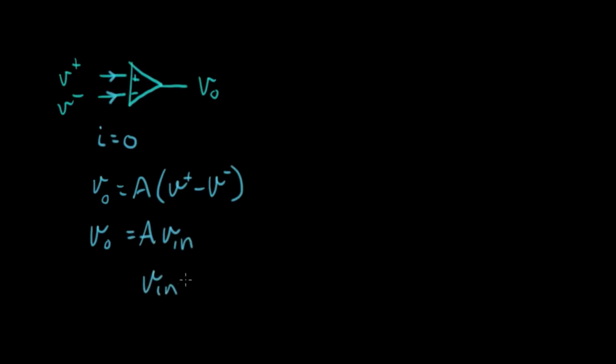The first one is the voltage behavior. V out equals the gain times V plus minus V minus. Another way we can write this is V out equals A times V in, where V in, of course, equals V plus minus V minus.